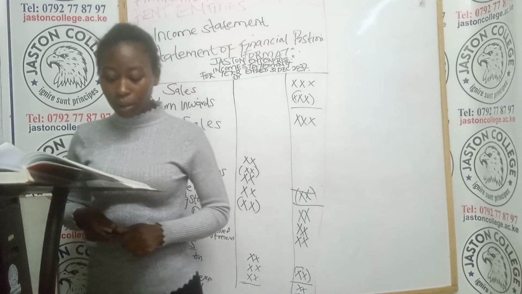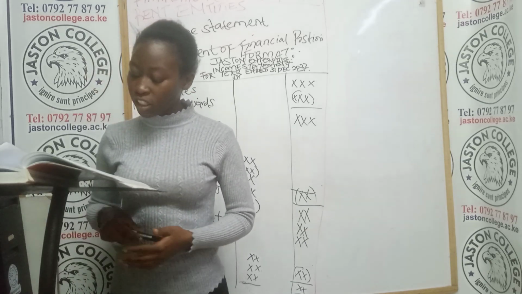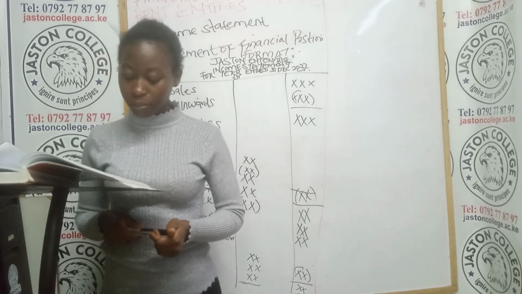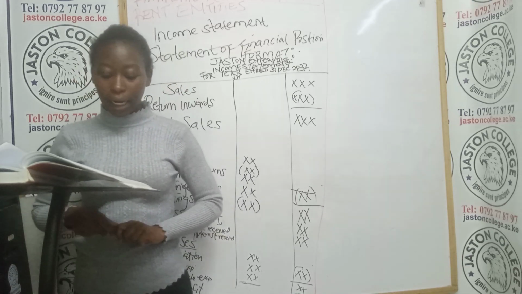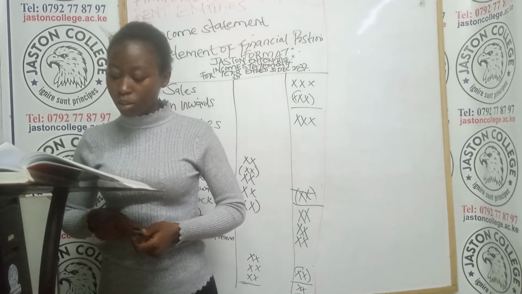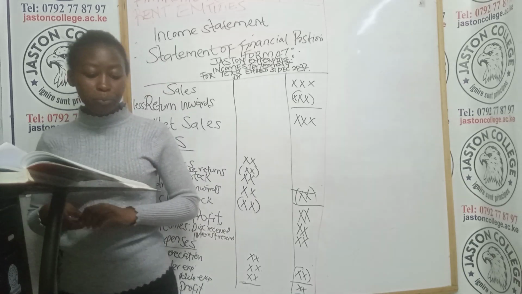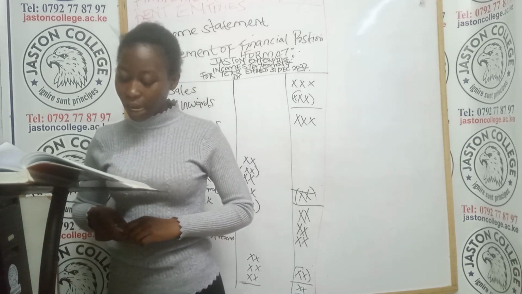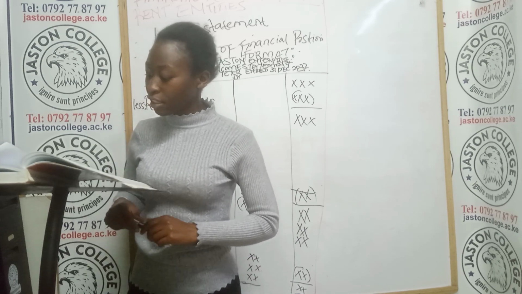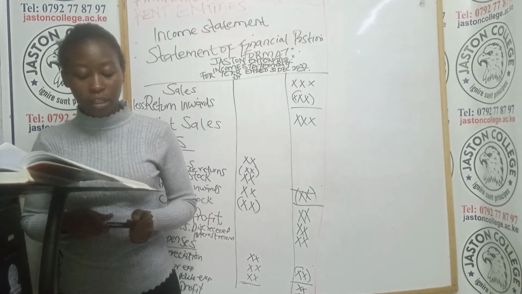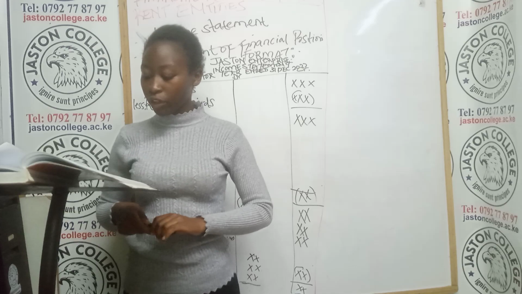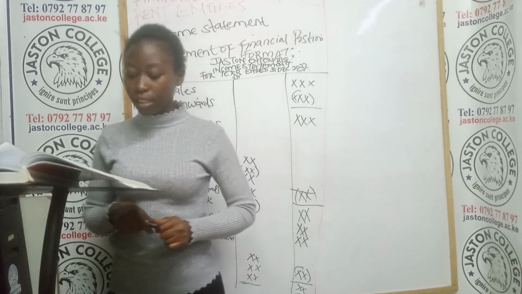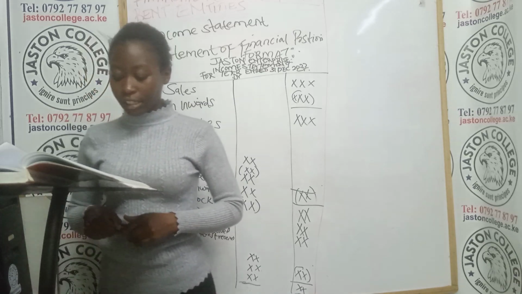Note 2, a customer who owed Jessica Pendo 2.3 million was declared bankrupt. Note 3, an allowance for doubtful debts of 2% is to be created. Note 4, the assets are depreciated on a straight line basis at the following rates per annum. We have the motor vehicles 25%, equipment at 20%, furniture and fittings at 10%.